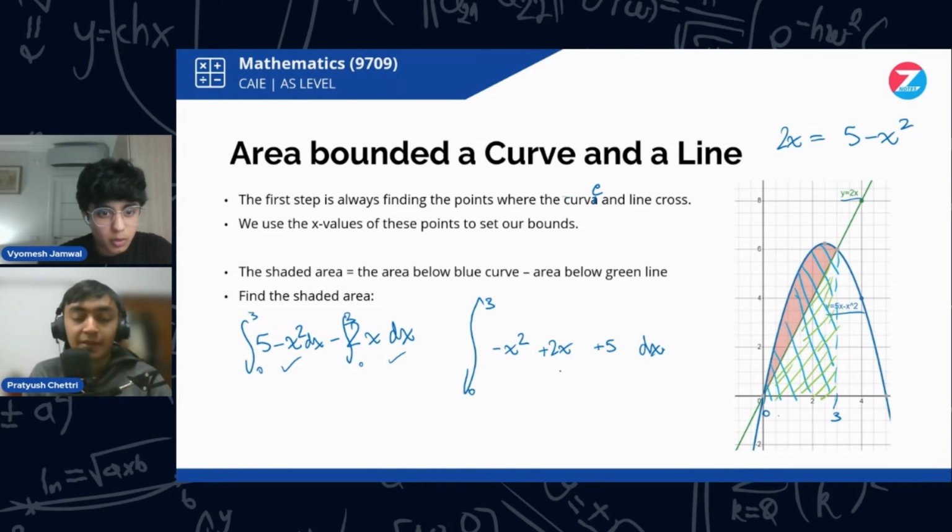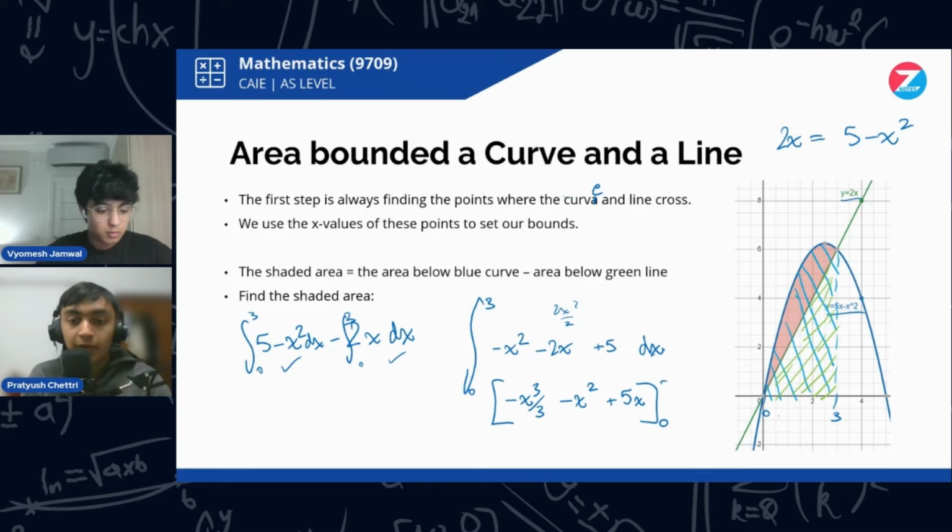Should it not be minus 2x? Oh yeah, my bad. Minus 2x, because the minus outside actually multiplies in as well. And we integrate this to get minus x cubed over 3 minus 2x squared over 2, so I'm just going to write x squared, plus 5x, from 0 to 3.